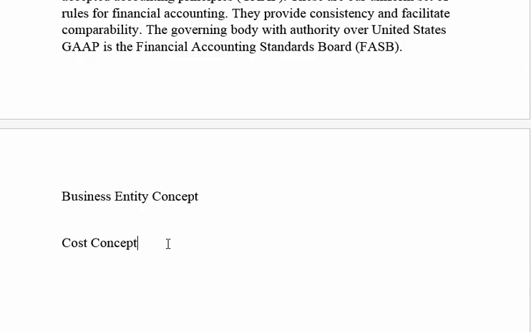Cost concept just states that we will record assets of the business at their cost. So if we buy land that costs $50,000, we want to put it on the books at $50,000, even though it may have appraised for $80,000, and shortly after we buy it, we might receive an offer of $60,000 for it. We'll put it on the books at its cost of $50,000, and we'll leave it on the books at its cost of $50,000 until the land were maybe sold in the future. Then we'd make some changes.